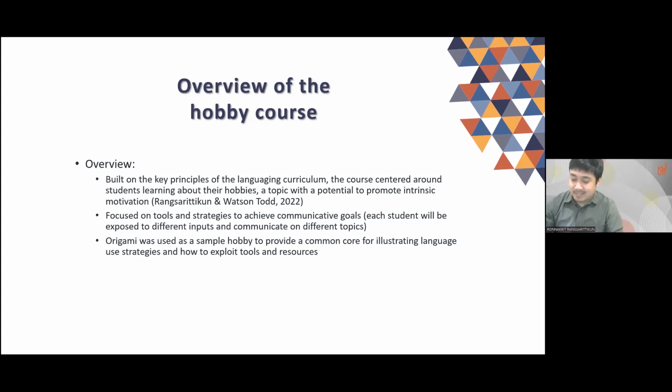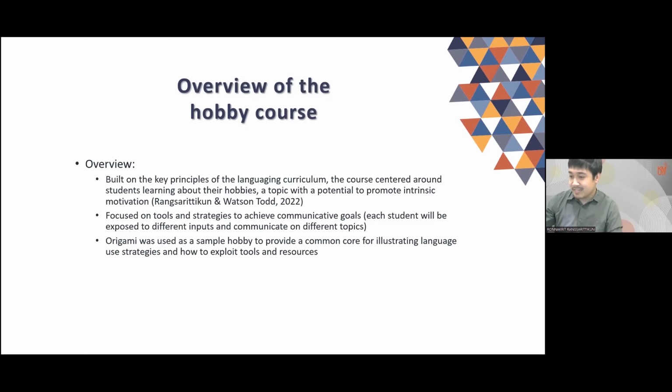In the hobby course, I don't know about other countries, but in Thailand, usually, let's suppose you have 40 students in a classroom, and each student will have different hobbies. So you probably have 40 hobbies in a class. So we have to teach things that can be applicable or generalizable. Each student will be exposed to different inputs because they have different hobbies. They will read different resources, they will watch different things, so they will be exposed to different inputs, and they will communicate on different topics, right?